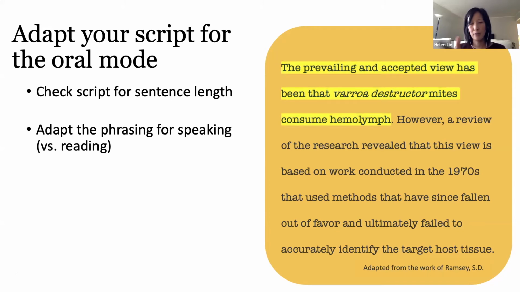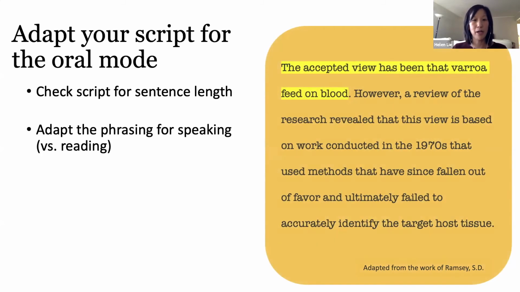Let's take a closer look at this first line. The prevailing and accepted view has been that Varroa destructor mites consume hemolymph. So not too bad, but it does still sound a bit formal. And there's a special term here, hemolymph, which, maybe if you're trying to pitch this to a broader or mixed audience, might not be as accessible. This line could be revised to, the accepted view has been that Varroa feed on blood. Okay, much more straightforward and to the point, and it communicates basically the same thing.